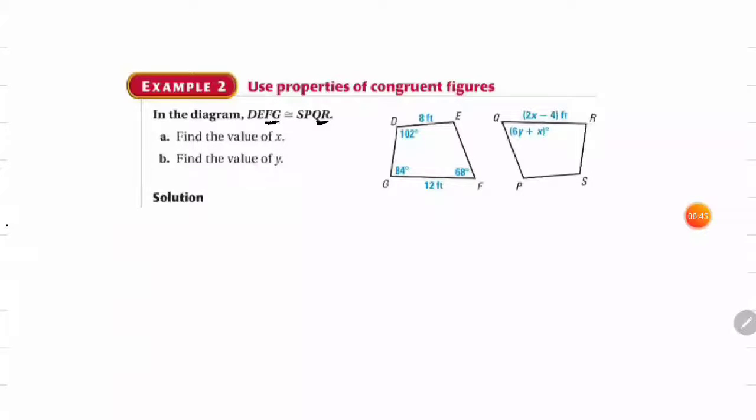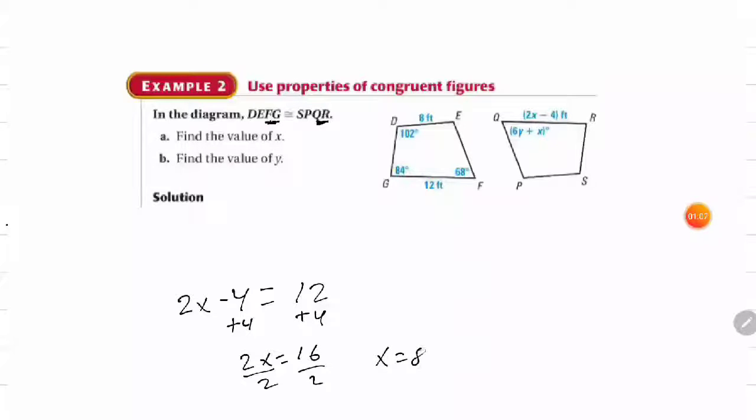So now that we know that those 2 are equal, or congruent, I'm going to set 2x minus 4 equal to 12. So after that, I'm going to add 4 to both sides and get 2x equals 16. Divide by 2 and get x equals 8.